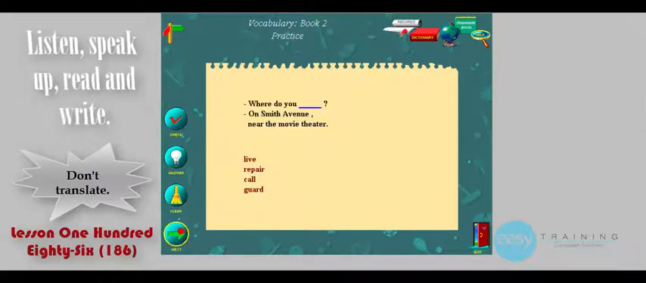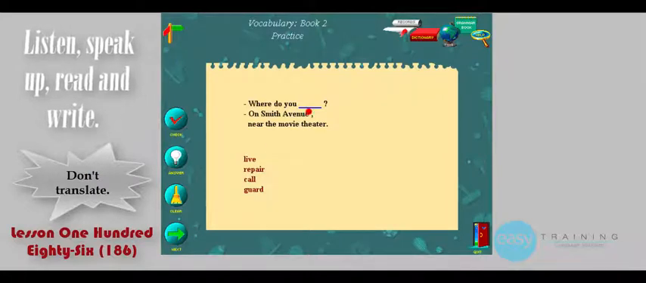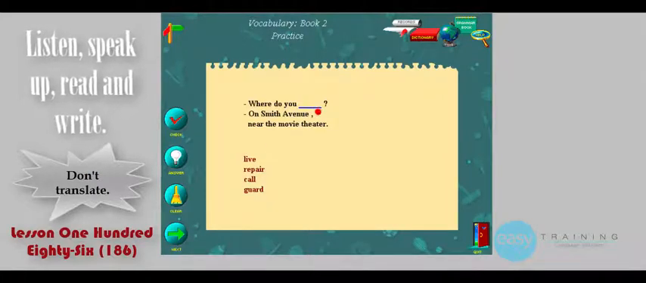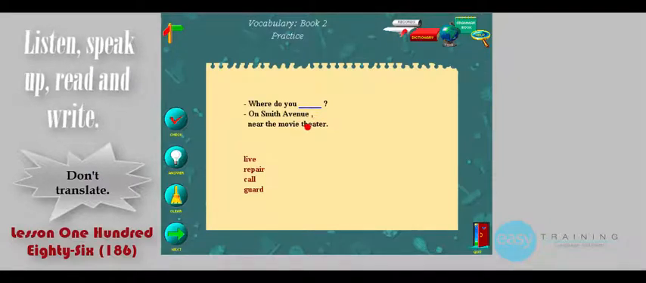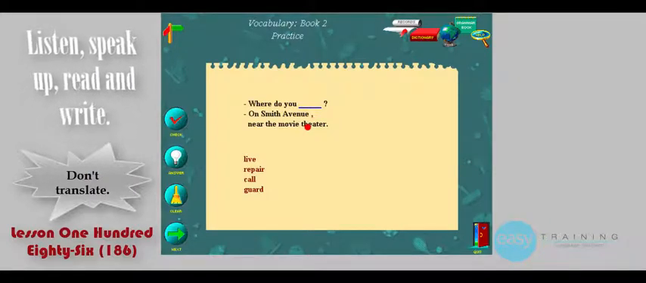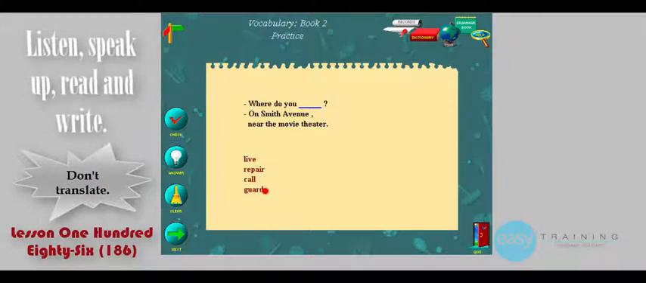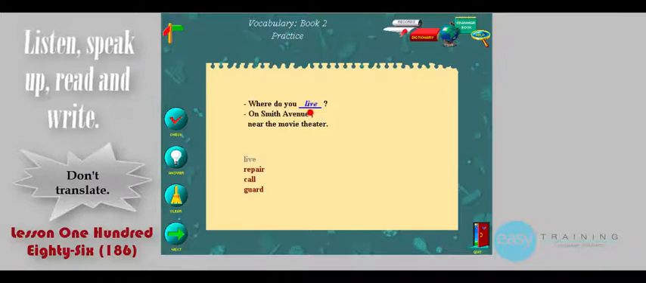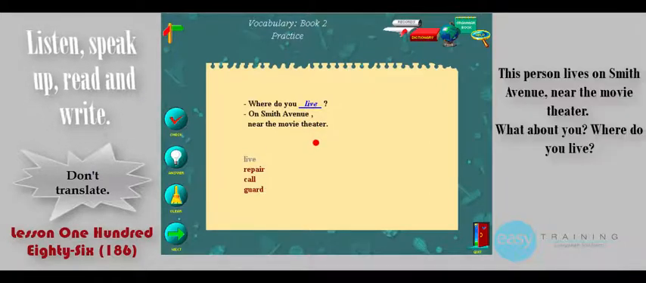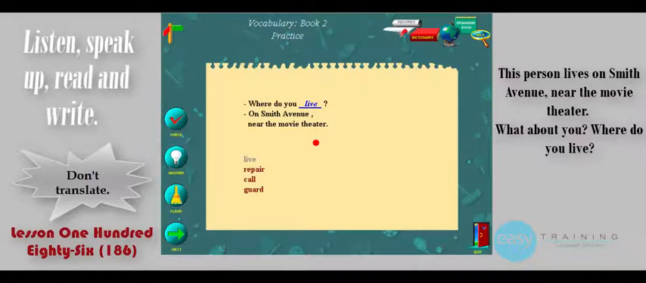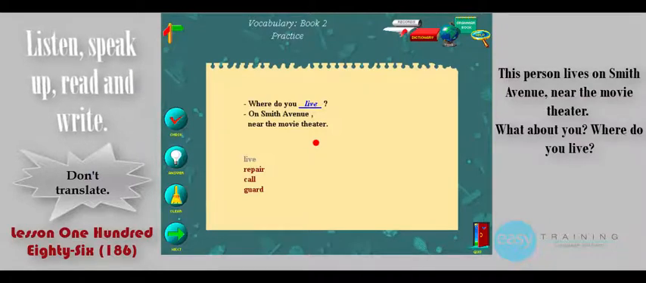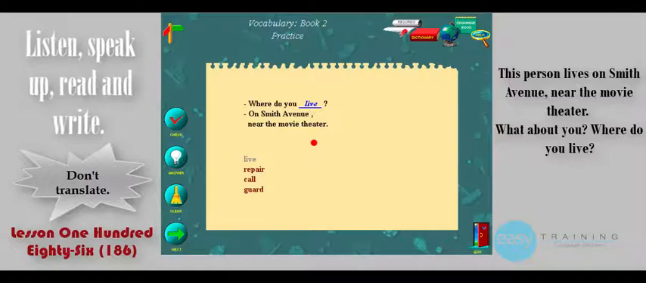Let's continue. Where do you blank? On Smith Avenue, near the movie theater. Where do you what? Live, repair, call, or guard? Where do you live? This person lives on Smith Avenue near the movie theater. And what about you? Where do you live?